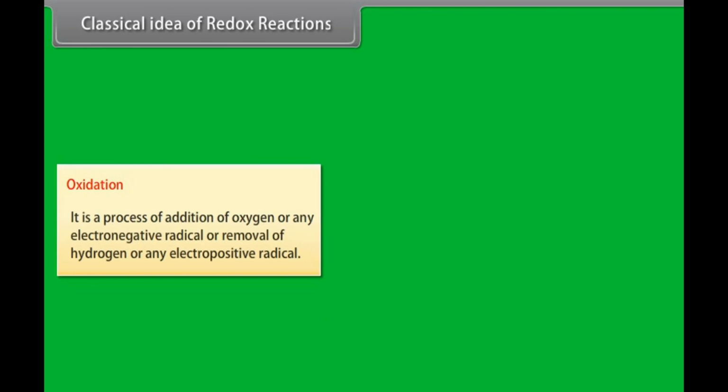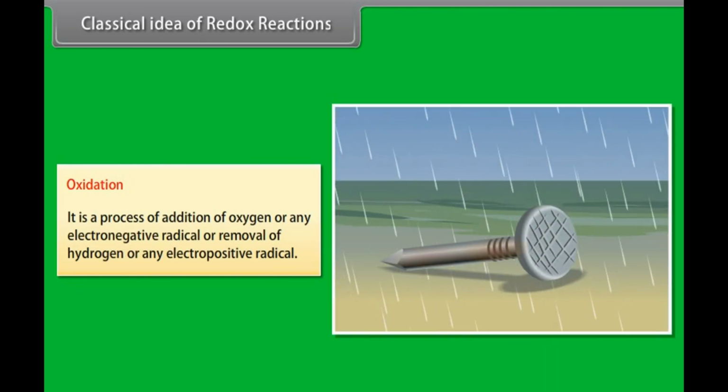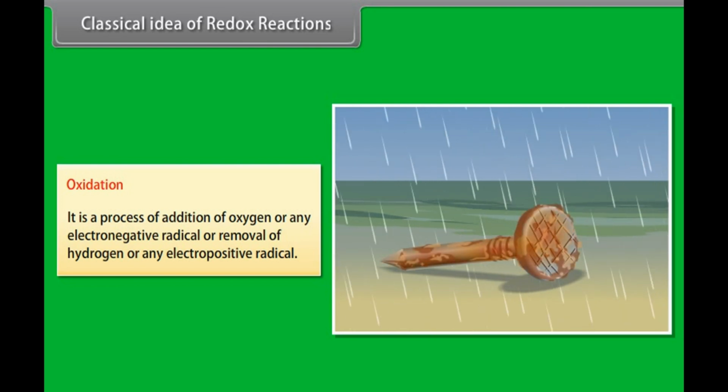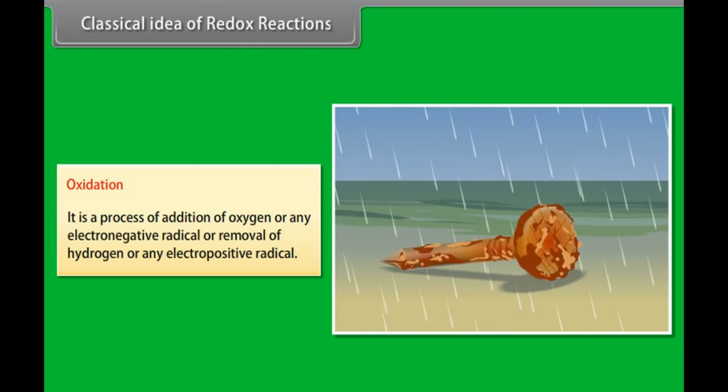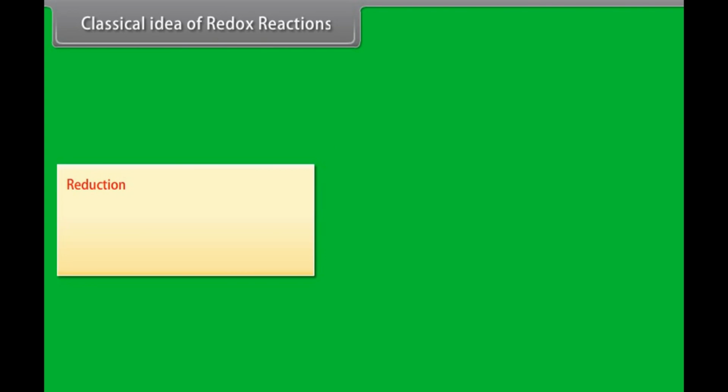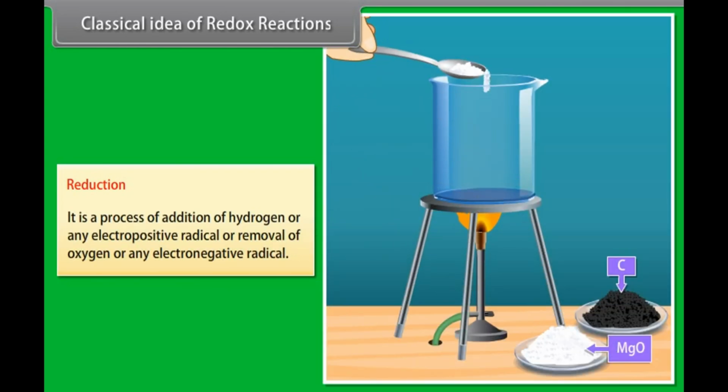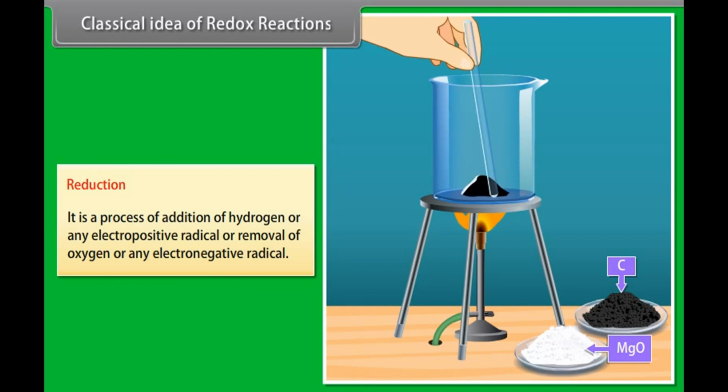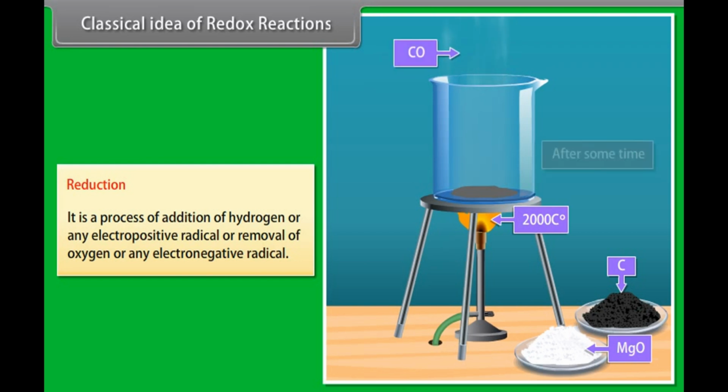Oxidation. It is a process of addition of oxygen or any electronegative radical or removal of hydrogen or any electropositive radical. Reduction. It is a process of addition of hydrogen or any electropositive radical or removal of oxygen or any electronegative radical. Let us take some examples for better understanding of the redox reaction.